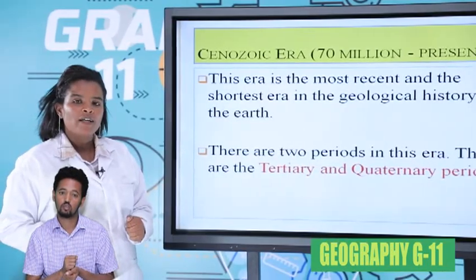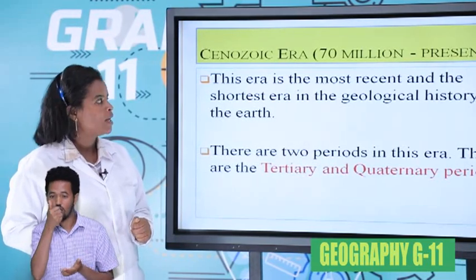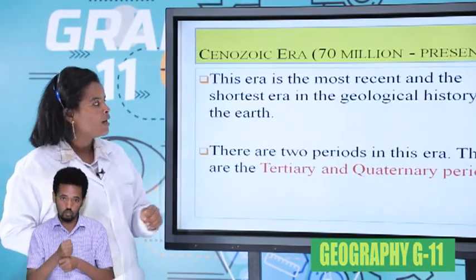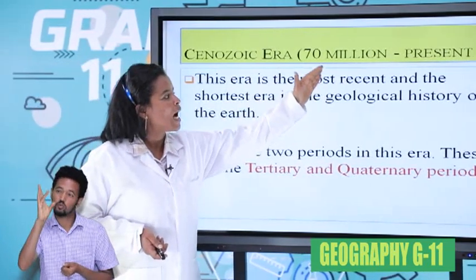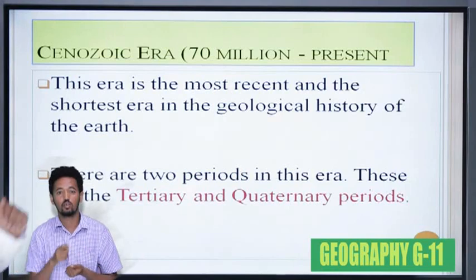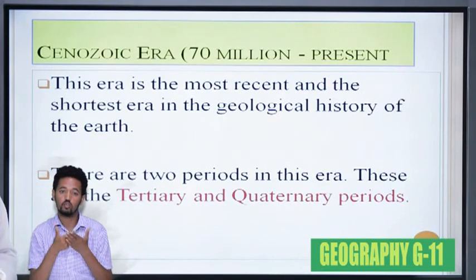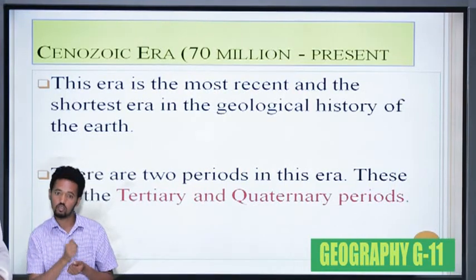The recent era is known as the Cenozoic Era. The age of the Cenozoic Era is between 7 million years up to the present. There are 2 periods in this era. These are the Tertiary and Quaternary periods.